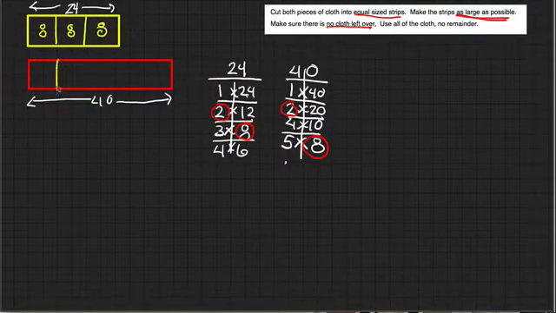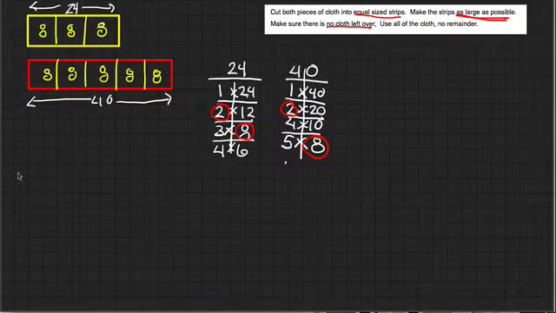Let's try this one. Let's see. 8, 16, 24, 32, and 5 groups of 8 is 40. So it looks like that common factor is going to work for us.